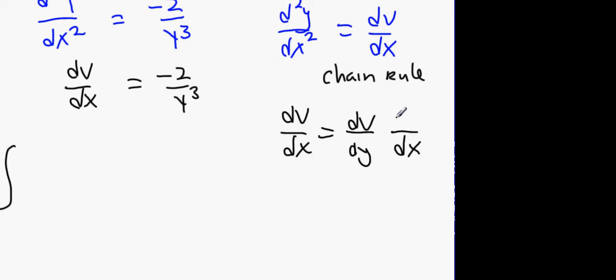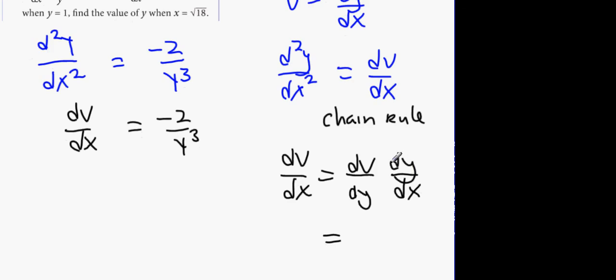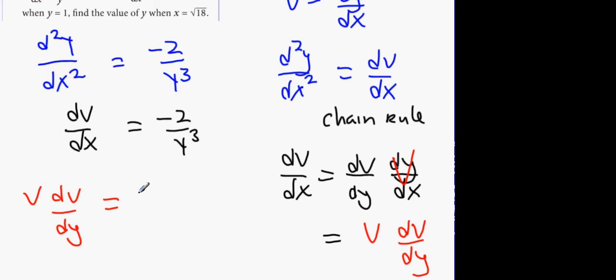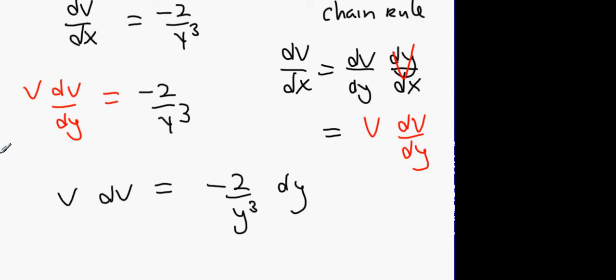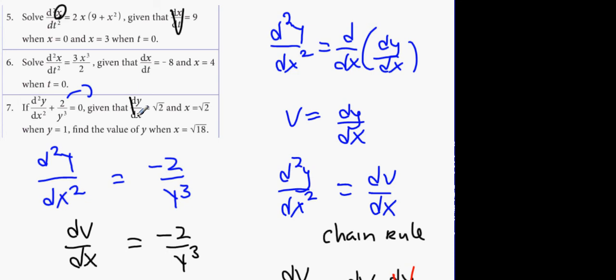You need y's, dy and dy. Next step is to replace dy dx with v. So this here is actually v, so it's going to be v dv dy. Now, v dv dy equals minus 2 over y cubed. Cross multiply, v dv ends up to be minus 2 over y cubed dy. Go up to the top, look for your limits. The limits are when v, which is now dy dx, is root 2, y is 1. So y is 1 when v is root 2.